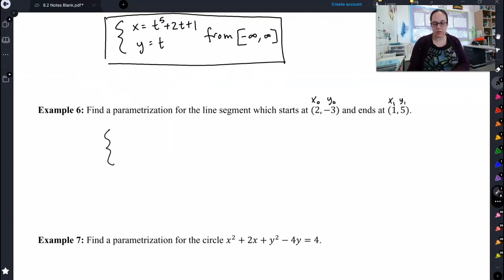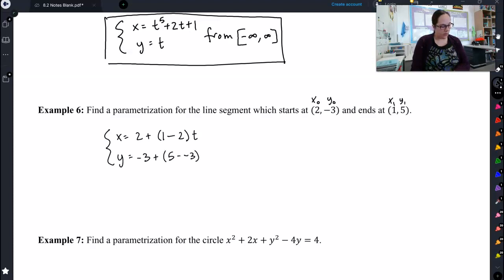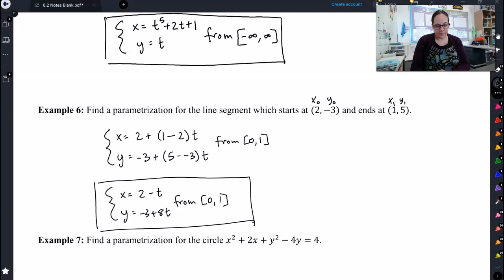So let's apply those rules. So we have x equals the x naught point plus the x1 minus the x naught t. And the y naught point plus the y1 minus the y naught point t. And this is always from 0 to 1 for line segments. So let's simplify this to get 2 minus t for the x equation, -3 plus 8t for the y equation from 0 to 1. And that's it. We're done.